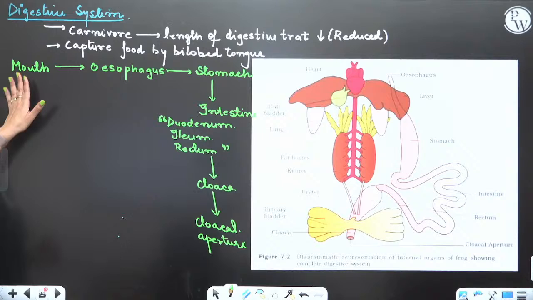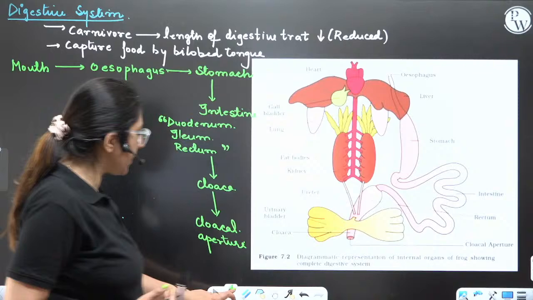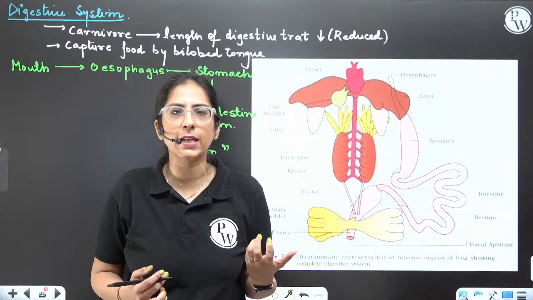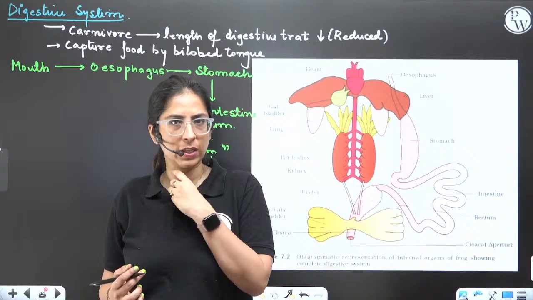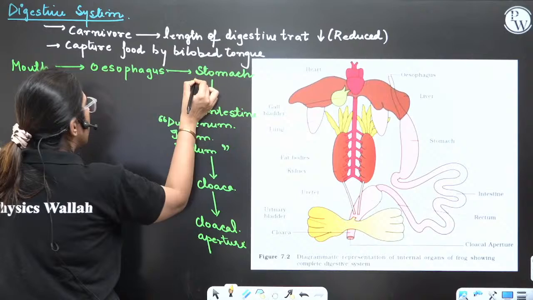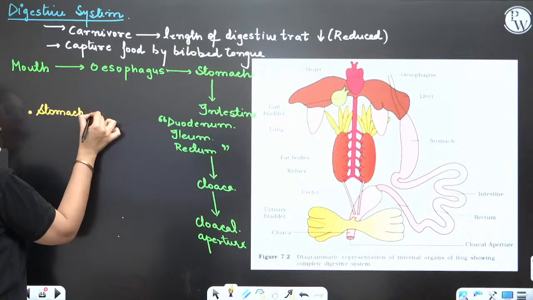Okay. So, what will happen? First of all, the frog will capture the food. Carnivores, they feed on insects. Food will come in the mouth. Then, from the mouth, the food will enter into the esophagus, then it will enter into the stomach. Now, what all things are present in the stomach? In the stomach, first point I am writing, there will be HCl plus protein digesting enzymes.